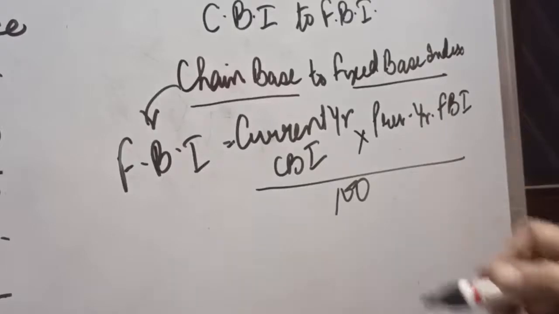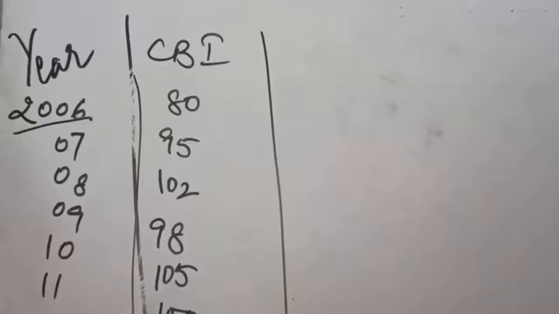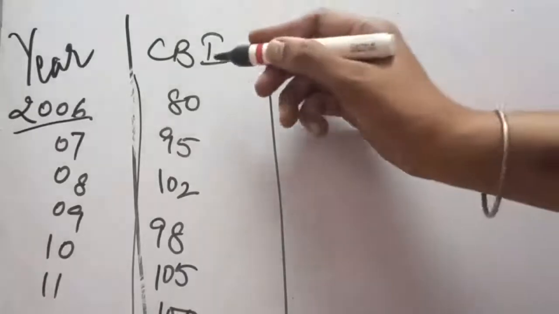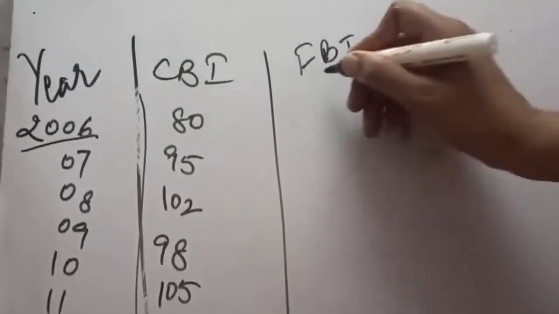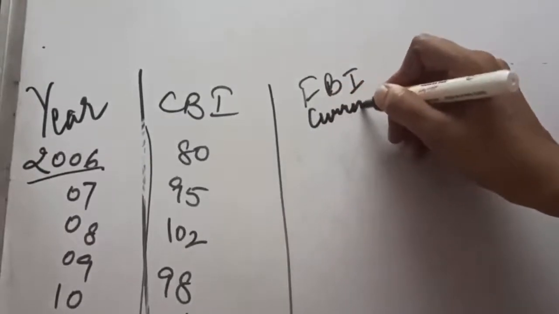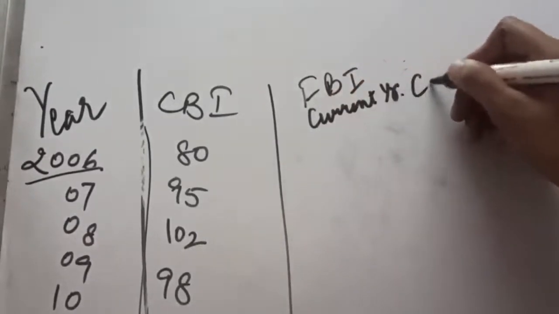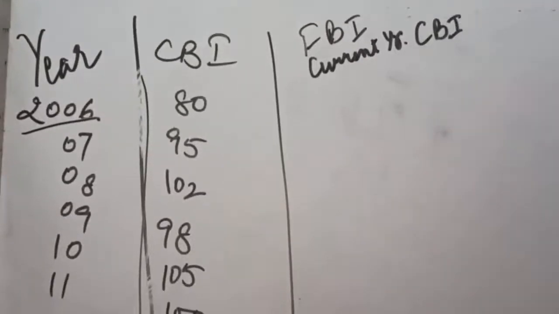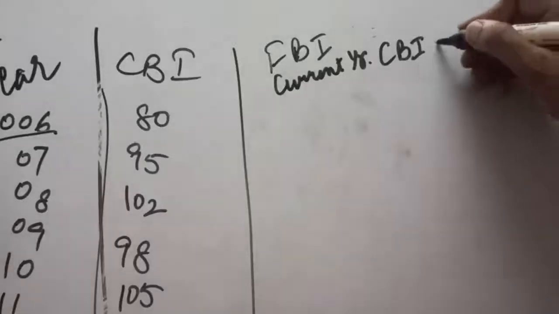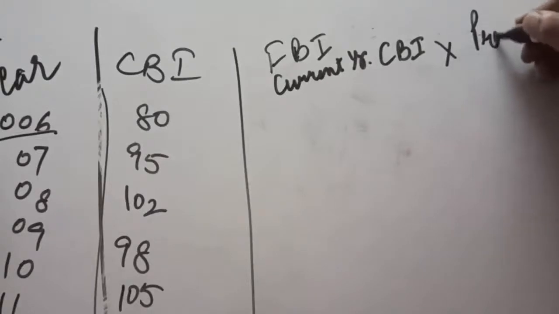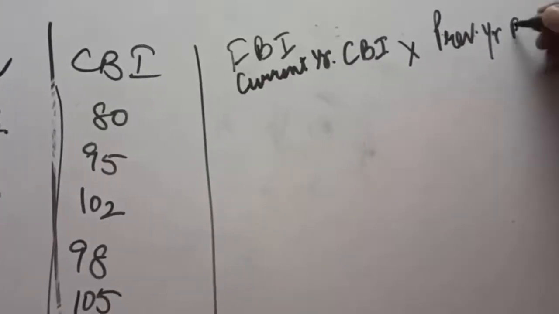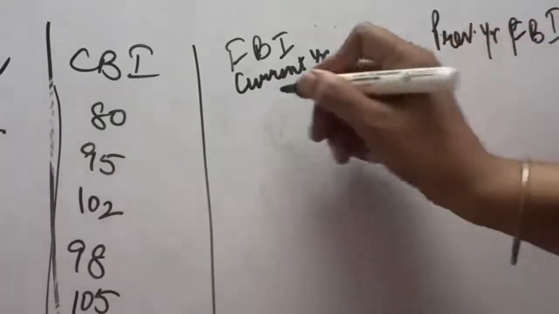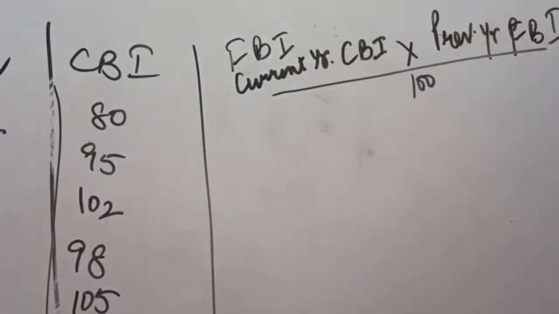Let us see this with the help of a practical example. So this is one example. In this case you have been given the chain base index and in the question it has been given to directly calculate fixed base index. So we have seen the formula that we applied. Formula was current year CBI, we will be multiplying it by previous year FBI and dividing by 100. So this formula we will be applying.